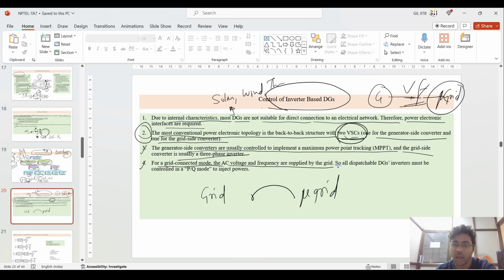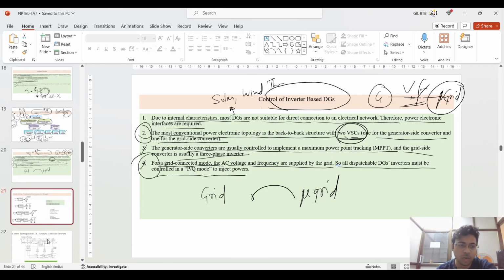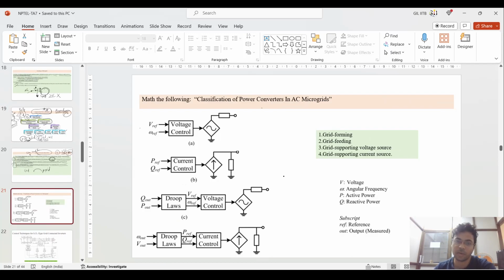Fourth point is that for all grid-connected modes, this inverter must be controlled in the PQ mode to supply power to the grid. I will show this with all the topologies. So for dispatchable DCs, this inverter must be controlled in the PQ mode to inject power. This I will show to you with basic fundamentals to understand the topologies.